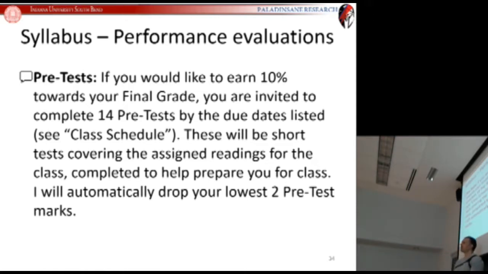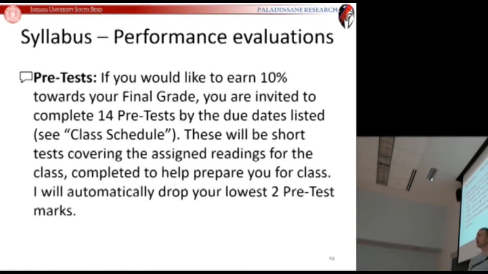There's going to be 15 short tests, typically, covering the assigned readings, kind of like multiple choice questions. So as you read along, just go through the pre-tests. It's there to kind of familiarize you with the material. And I will automatically drop your lowest 2 pre-test marks. So we've got 14. I'll drop the lowest 2 automatically.